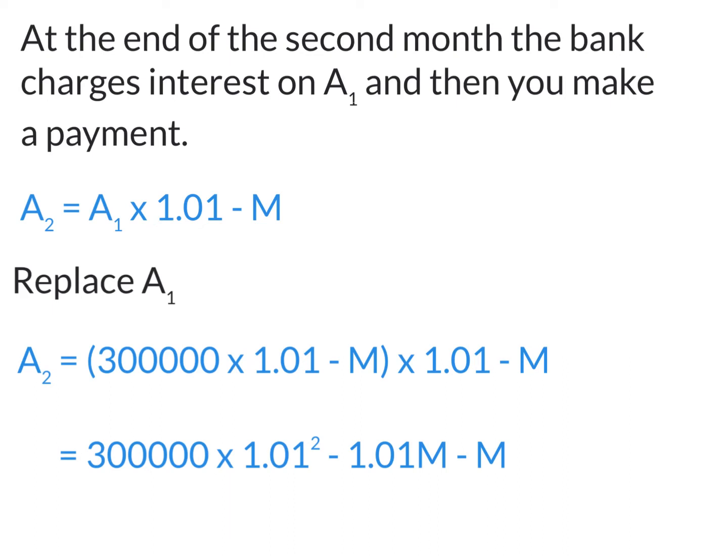So at the end of the second month, the bank charges interest again, but this time on what you had left at A1, and then you make your payment. So you can see that A2 is what was left at A1 times 1.01 minus your monthly repayment. Replace the A1 with what we got before. So A2 is 300,000 lots of 1.01 minus M, all of that times 1.01 minus the repayment. So expanding brackets, we get 1.01 squared, then 1.01 M, and then minus M.